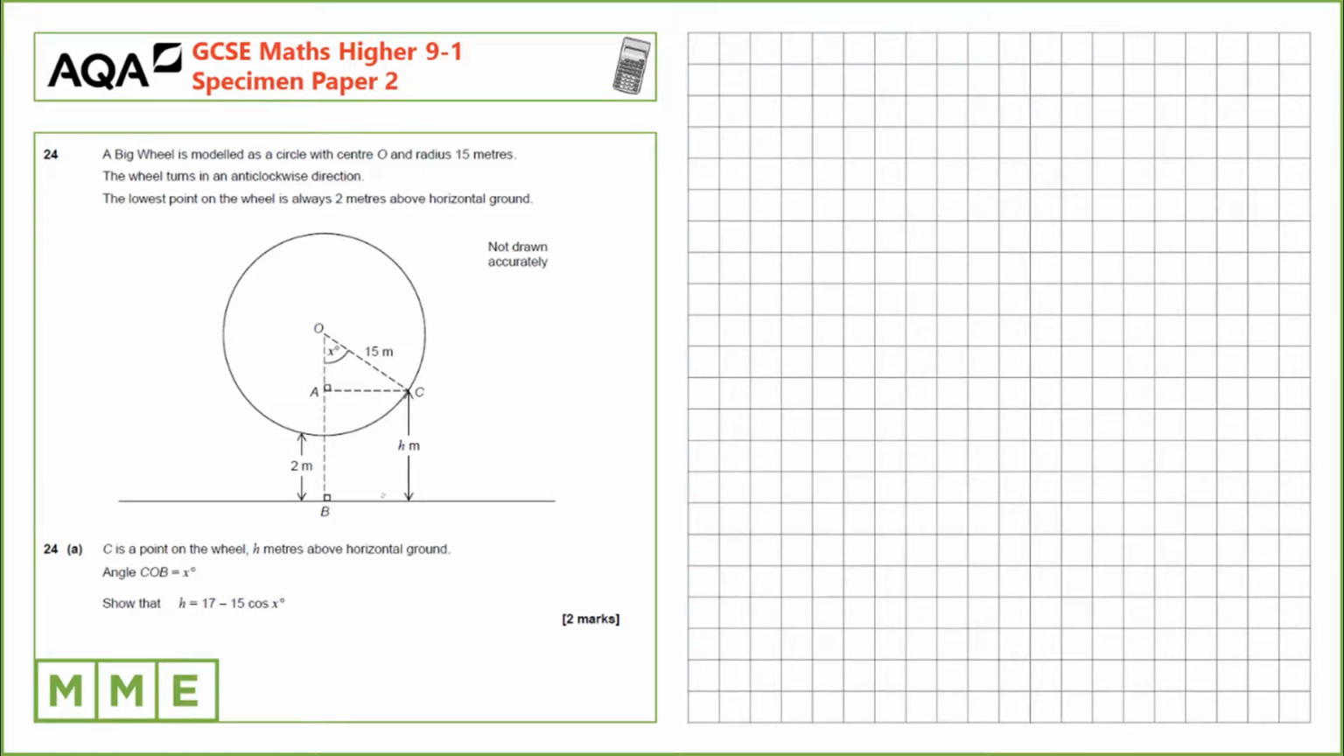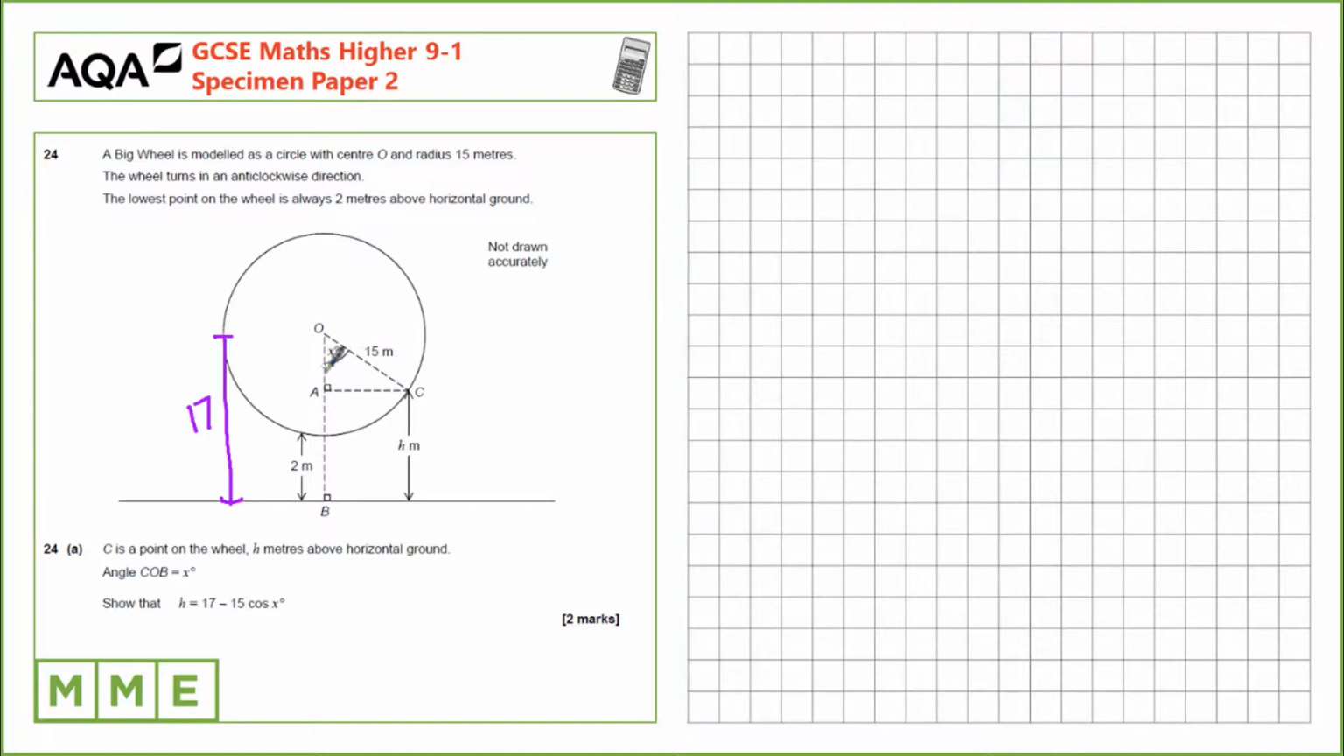minus 15 cos x. So we're looking for this length. In order to calculate that, we'll first need to know this length here and the total length. The total length is quite straightforward. We know the radius is 15, so the distance from O to the edge of the circle is also 15. We just need to add on that 2. That means the distance from O to B is 17.